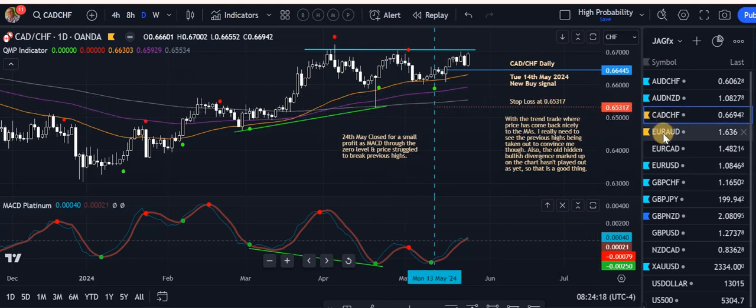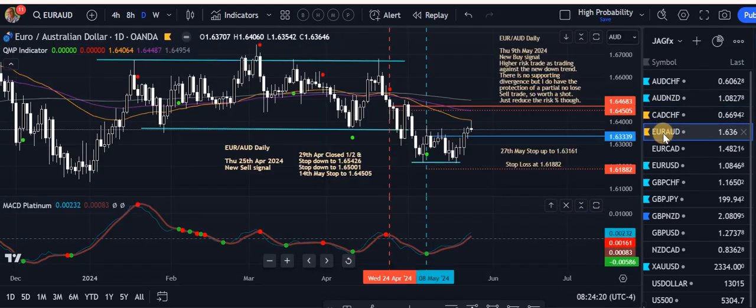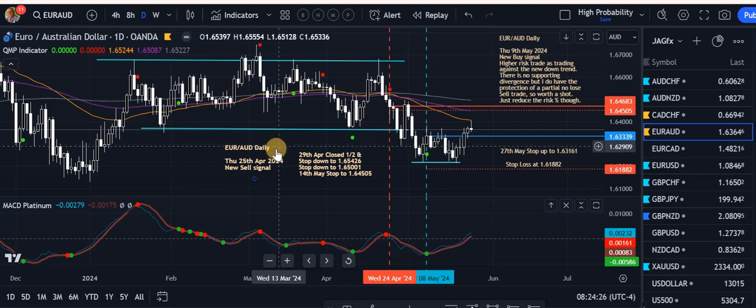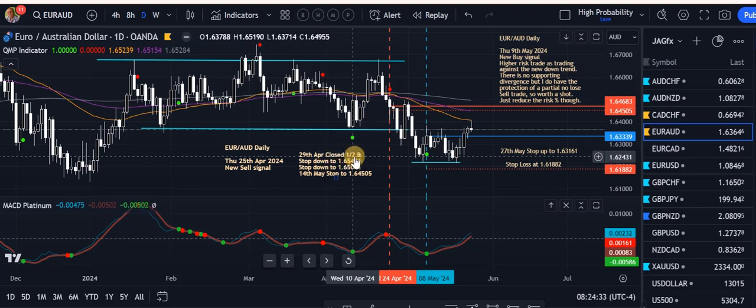So it's a CAD Swiss. Euro Aussie, highlight in orange means I'm doing something. All right, so on Monday, let's just run through it. We're still in this sell from the 25th of April, Anzac Day. So we've come down here. Closed half on the 29th. I'm thinking that might be in here somewhere.